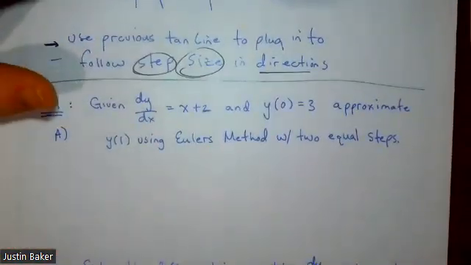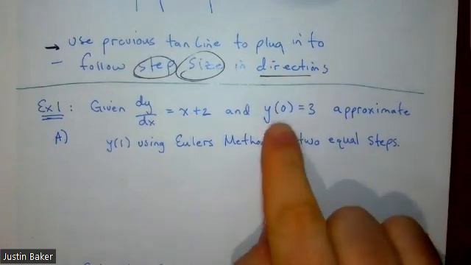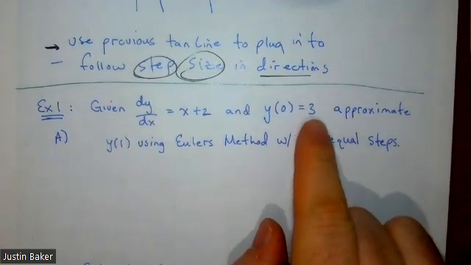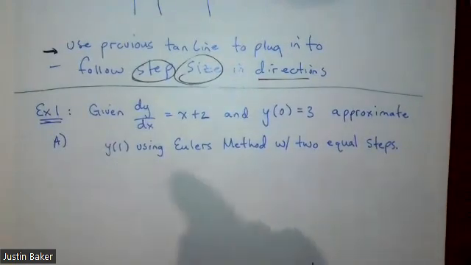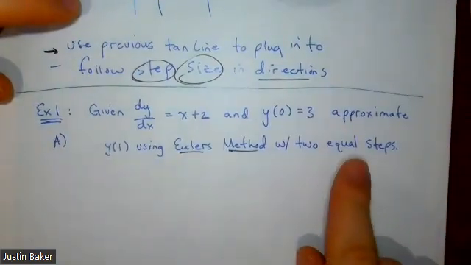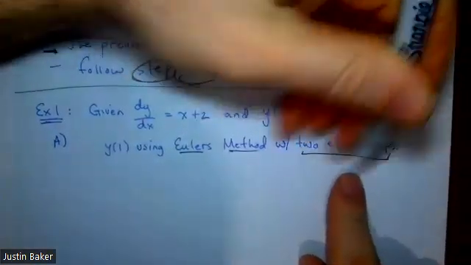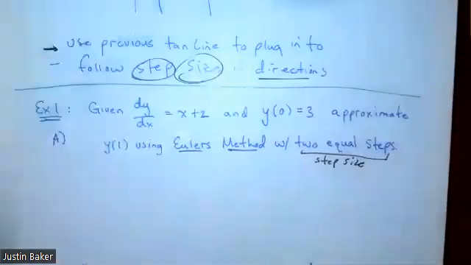Okay, so our example says, given that dy/dx is equal to x plus 2 and the initial condition y of 0 is equal to 3, we're trying to approximate y of 1 using Euler's method with 2 equal steps. This is what we said is the step size.